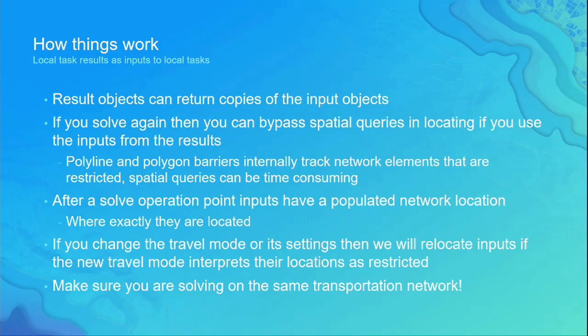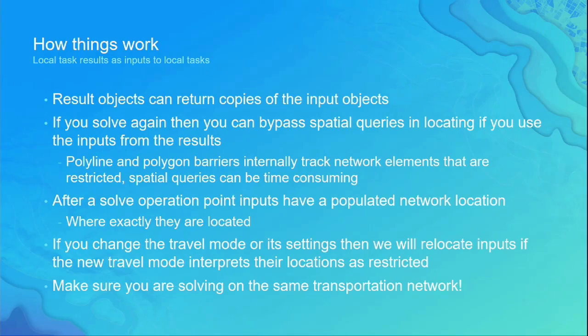After a solve, point inputs have a populated network location. It basically tells you where exactly on the network they're at. If you ever look at the tables in desktop software, you'll see the same thing. Even the names are the same. It's like, what table am I on? What object ID am I on? How far along am I? What side of the street am I at? And you can see all that information.